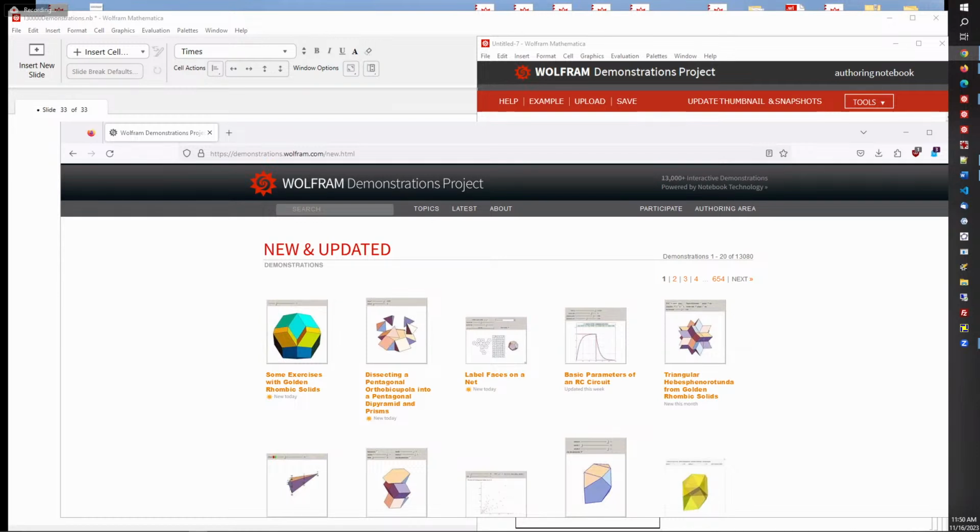If anybody has any questions for me. I have a pretty good idea of what all the demonstrations are, because I've seen all of them at least 2 or 3 times, but I don't perfectly remember all details of all 13,000 of them.